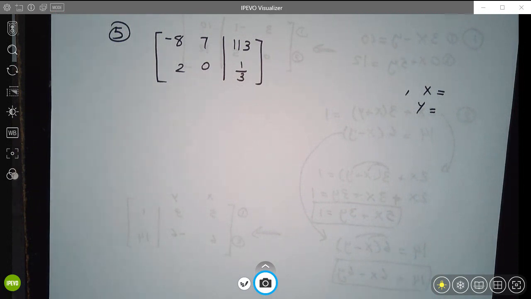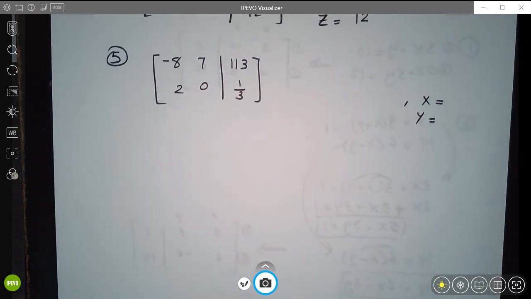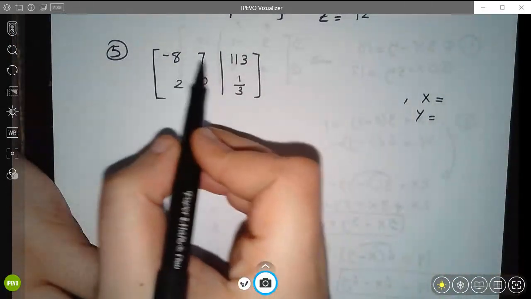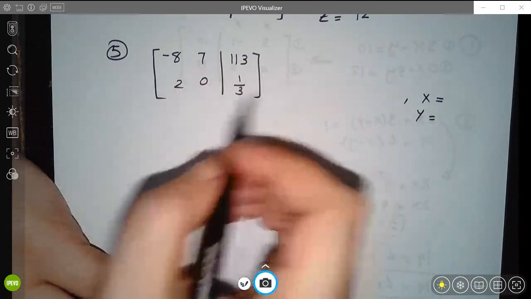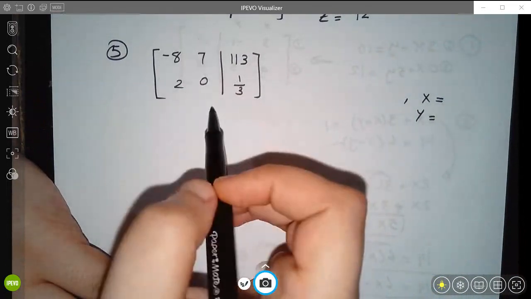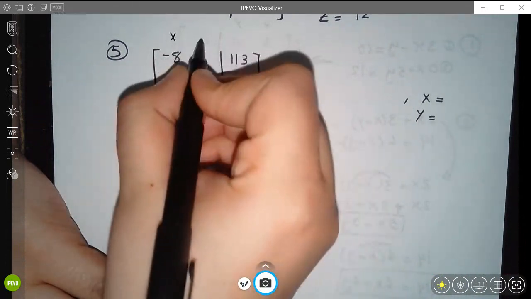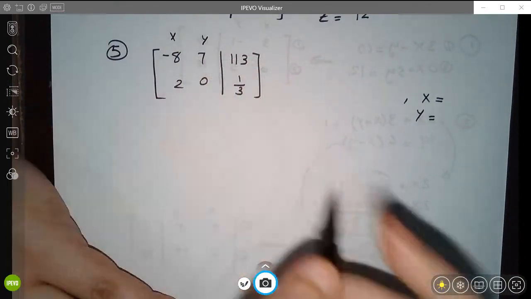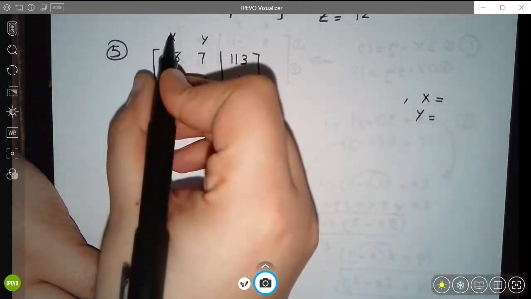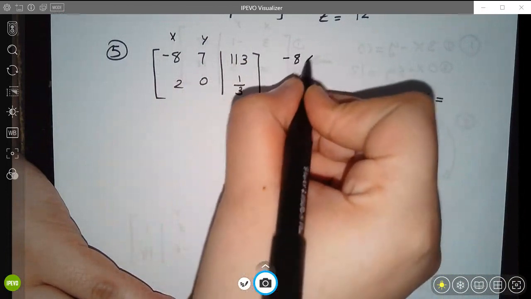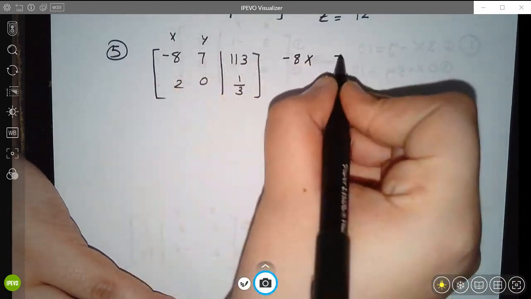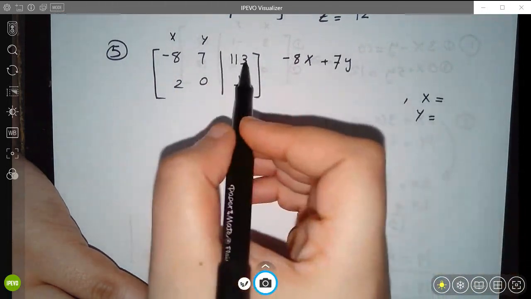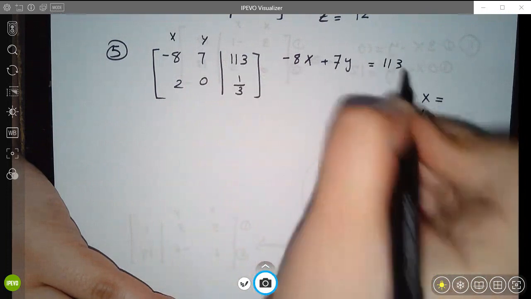All right, let's do it together and see if you got it right or wrong. Okay, here we go. First row, obviously, is the first equation. Second row is the second equation. First column is a variable. Second column is another variable. This one's x, that one's y. This one's obviously the answers because it's after the line. All right, so we have -8x plus 7y. Since the 7 is positive, obviously it's a plus. And it equals 113.